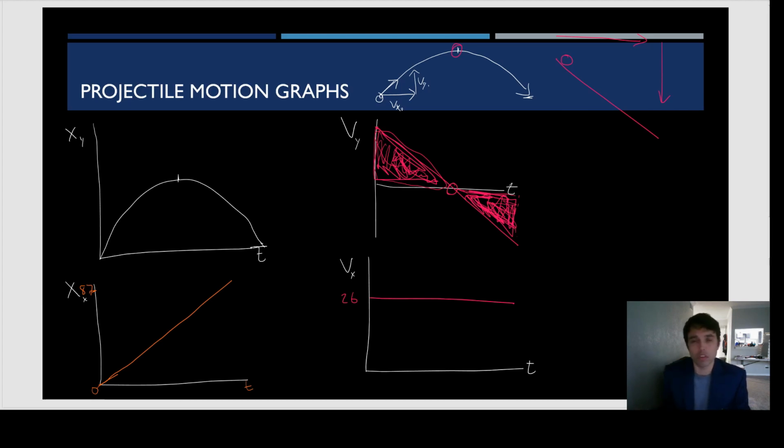Practice makes perfect. So just make up a problem. Think about kicking a ball in the air or throwing a ball down. Maybe you're on the roof and you throw a ball down at someone at an angle. Make up a situation and then draw its graphs. I want these 4 graphs: position for vertical and horizontal position, and then velocity, vertical and horizontal velocity, right?